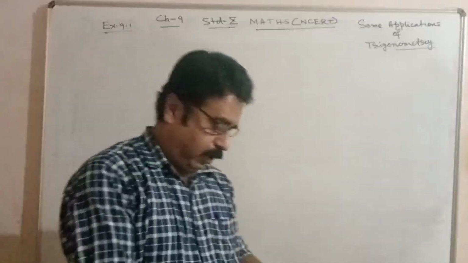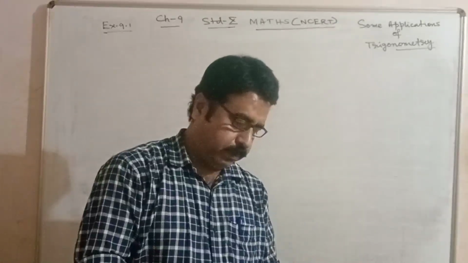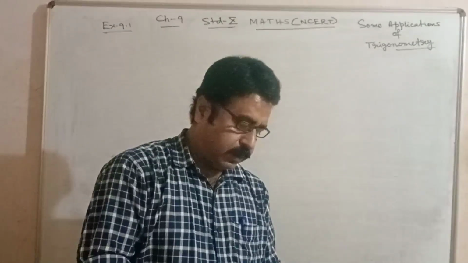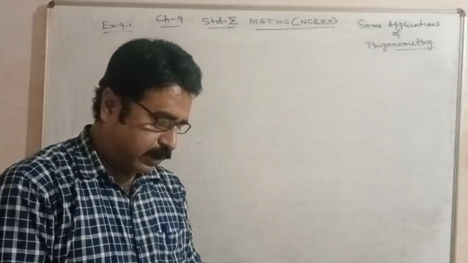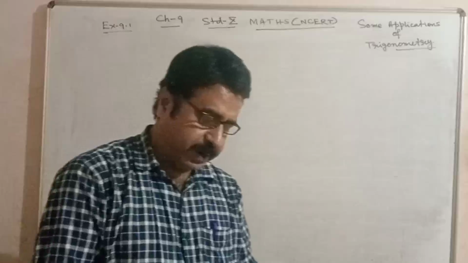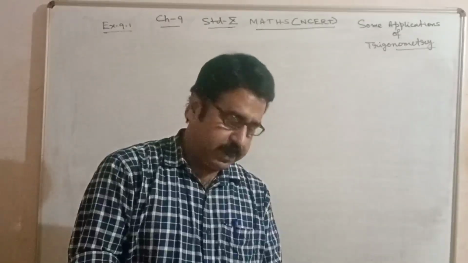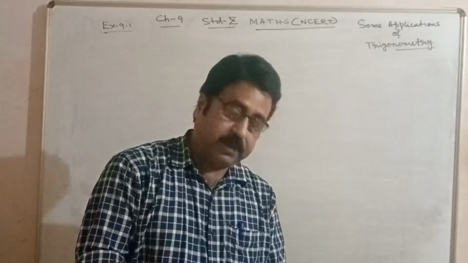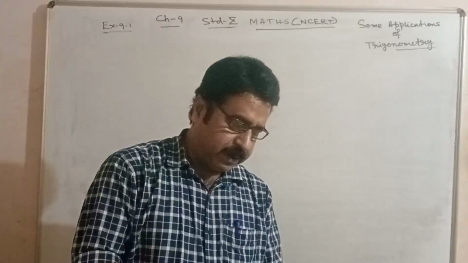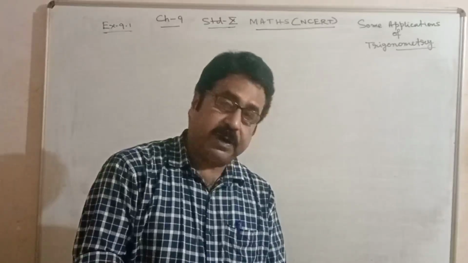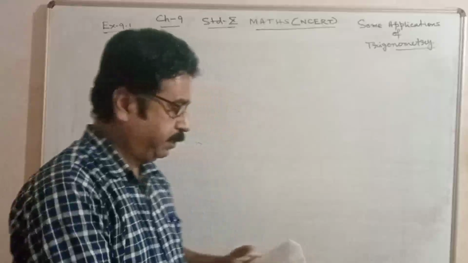Now, question number 8. A statue 1.6 meter tall stands on the top of a pedestal. From a point on the ground, the angle of elevation of the top of the statue is 60 degree, and from the same point, the angle of elevation of the top of the pedestal is 45 degree. Find the height of the pedestal.